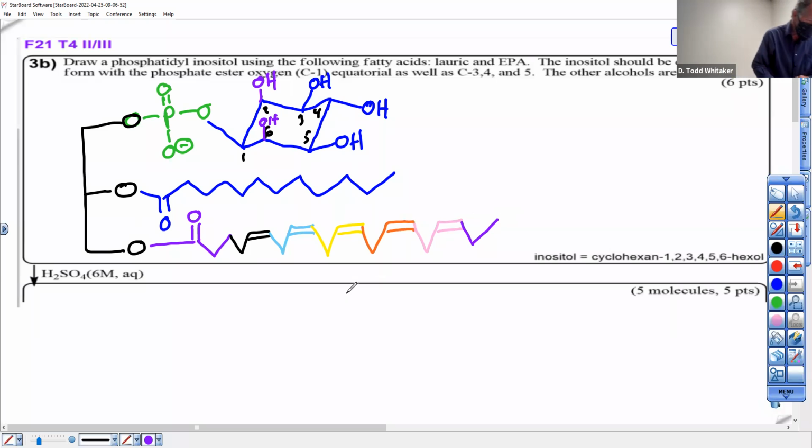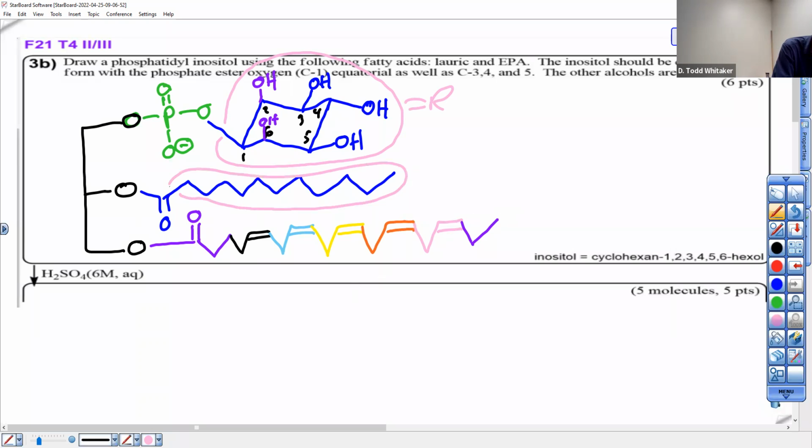Now we're going to do some circling, some judicious circling, and you can save yourself a heck of a lot of time on the next part. Looks like I'm not circling the carbonyl. I got to remember that. So R is going to be bonded to OH after hydrolysis. That's the inositol.